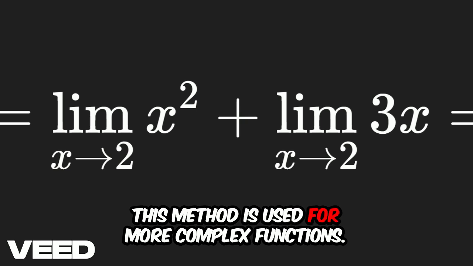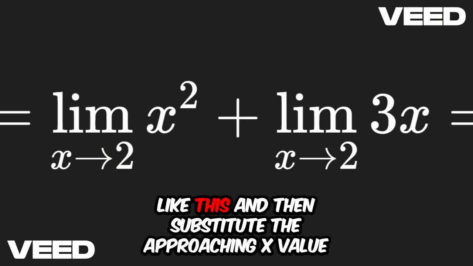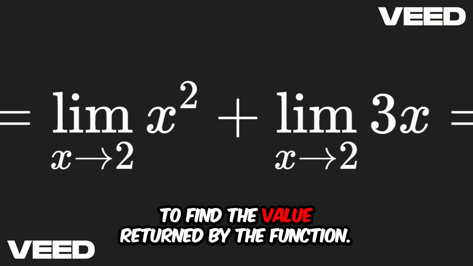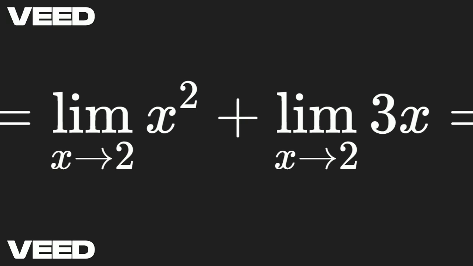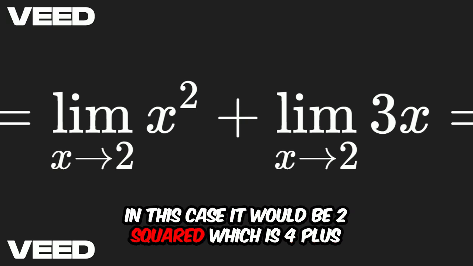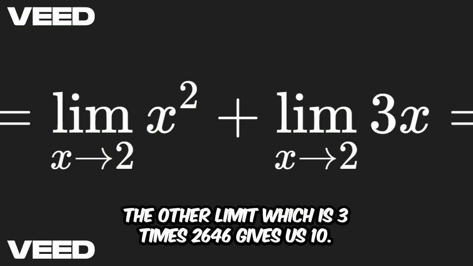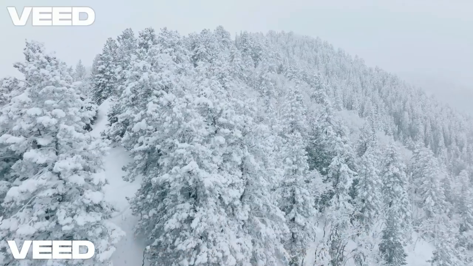This method is used for more complex functions, like this, and then substitute the approaching x value to find the value returned by the function. In this case, it would be 2 squared, which is 4, plus the other limit, which is 3 times 2, 6. 4 plus 6 gives us 10.